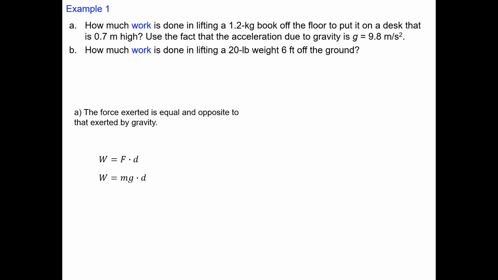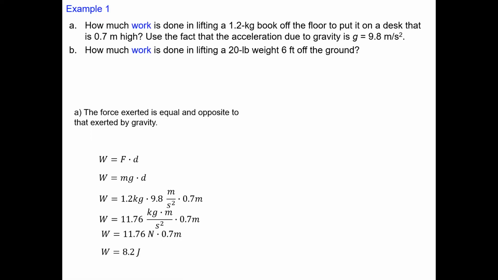Force, because that's the metrics, it's mass times g, the acceleration due to gravity, and the distance that we will apply the work for is 0.7. Okay, mass is 1.2, 9.8 meters per second squared, and the distance 0.7. Just multiply everything, and the units will be newton-meters. That's the joules, 8.2. You can check the arithmetic.